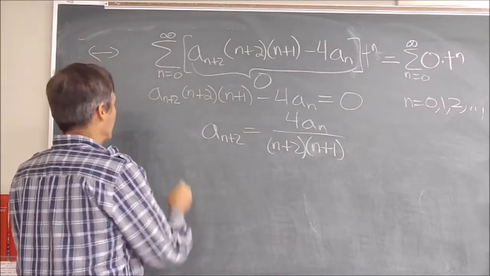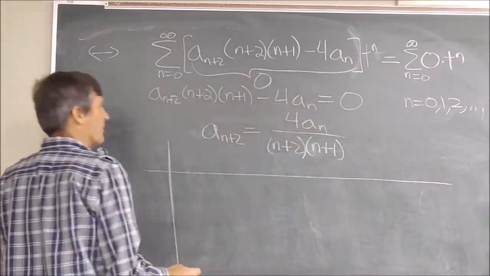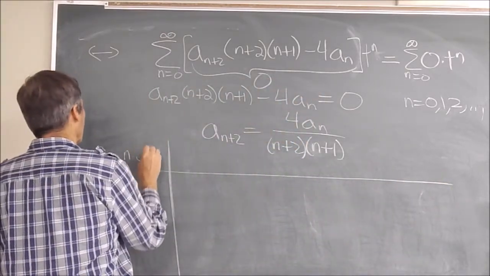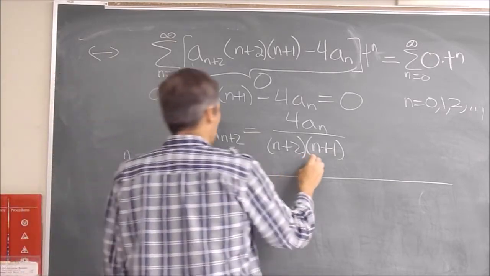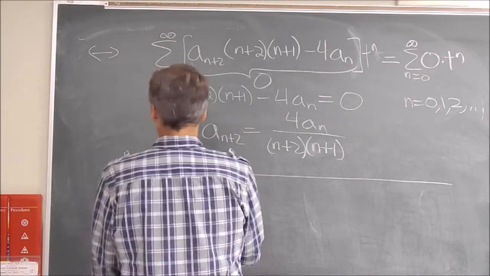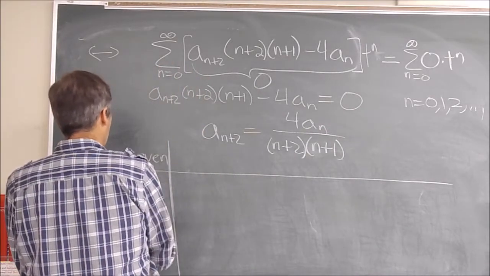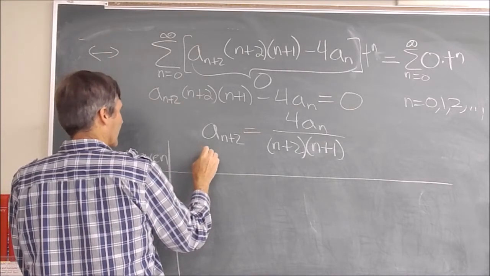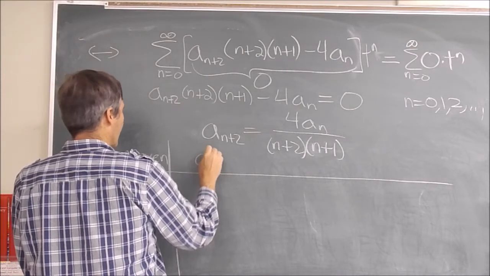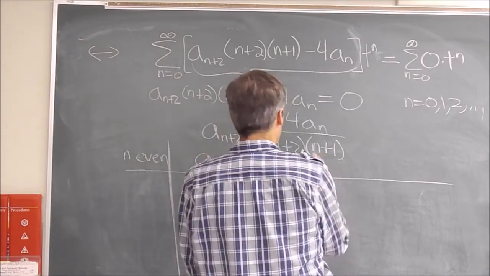And now I can make a table. I'm going to break this up into two pieces, one for n even, and I'm going to write n down here, and then a(n) here. And then I'm going to make another table over here for n odd.